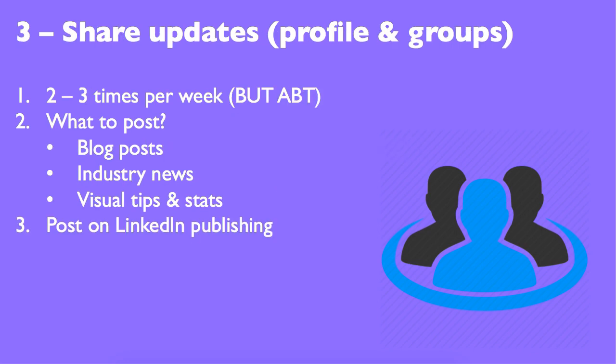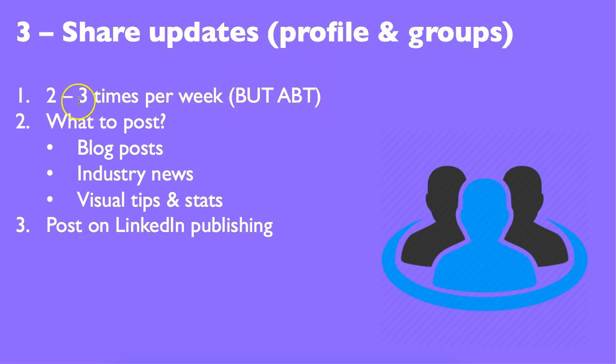Let's talk about LinkedIn success tip number 3, which is sharing updates on your profile and groups. So once you have a killer profile and you have been adding connections on a regular basis, you also want to make sure you stay active on LinkedIn with consistent updates. And here are some tips, or the formula that I like to use. The first one is I like to share 2 to 3 times per week, but always be testing.